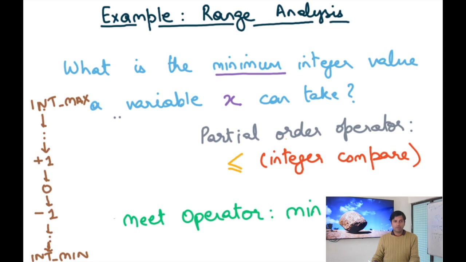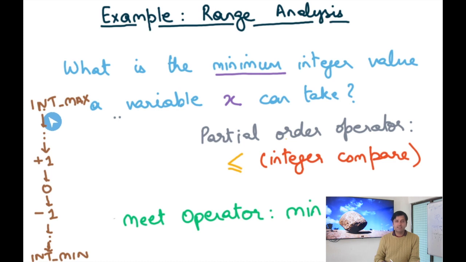Using this meet operator, I can now construct a semi-lattice. In the semi-lattice, the partial order operator that derives from the meet operator is just the integer less than or equal to. If I draw this as a graph, then int max is the top value in this semi-lattice, then all the positive values in decreasing order, maybe plus 1, 0, and then all the negative values, minus 1, minus 2, and so on, all the way to int min. You can check for yourself that in this semi-lattice, the meet operator is min.